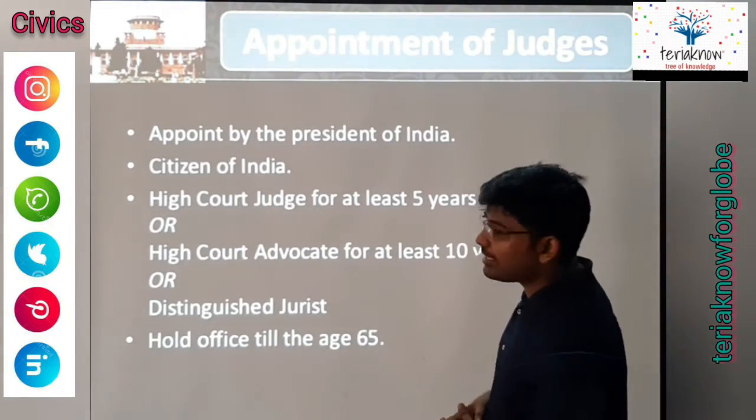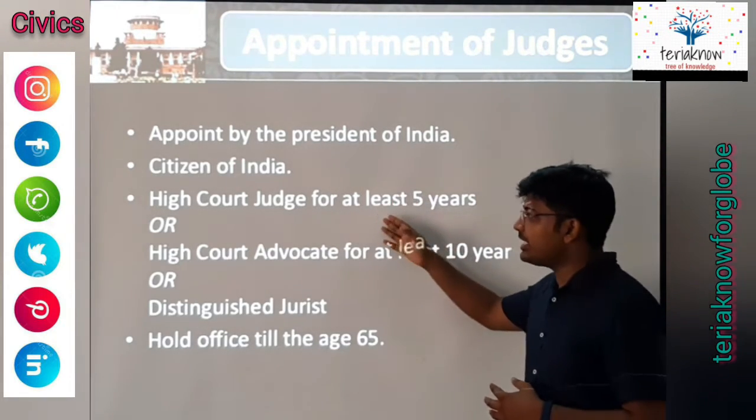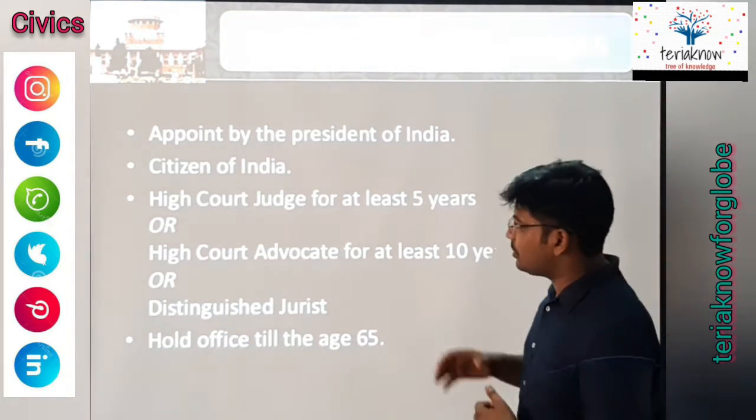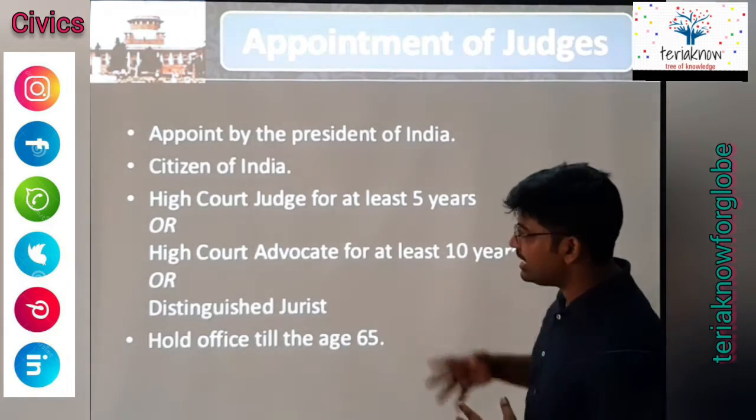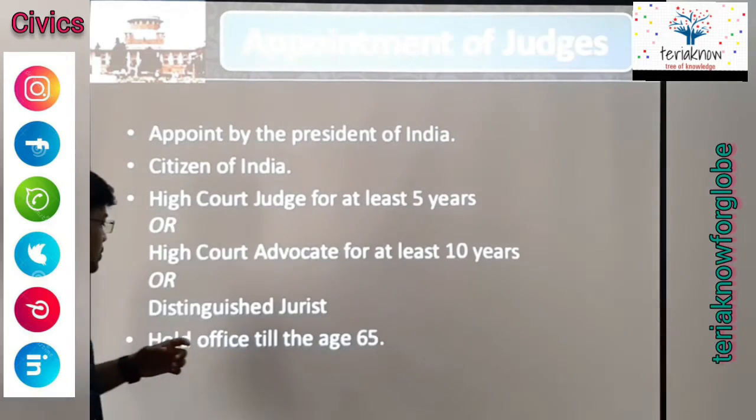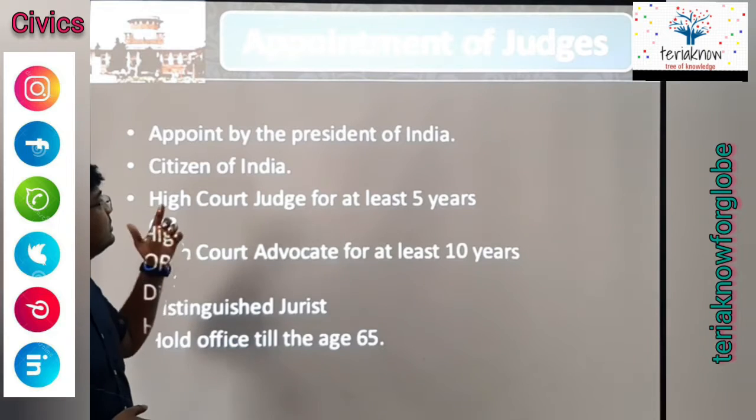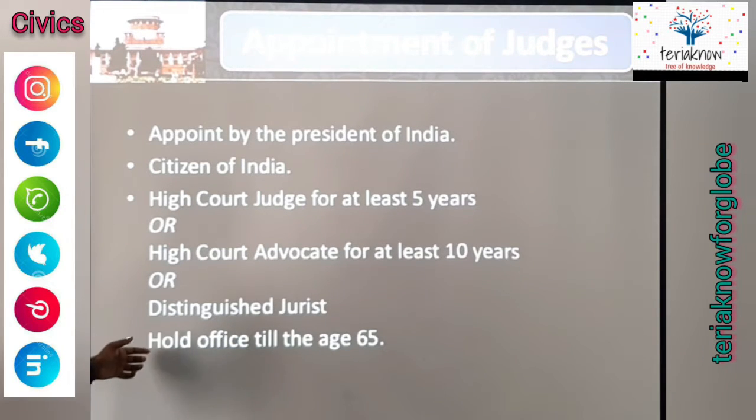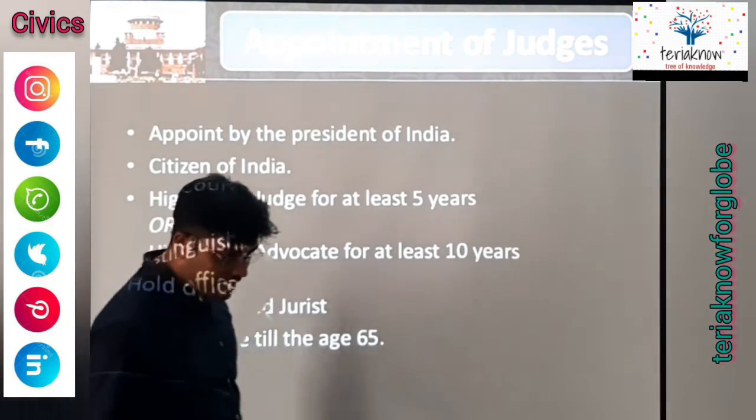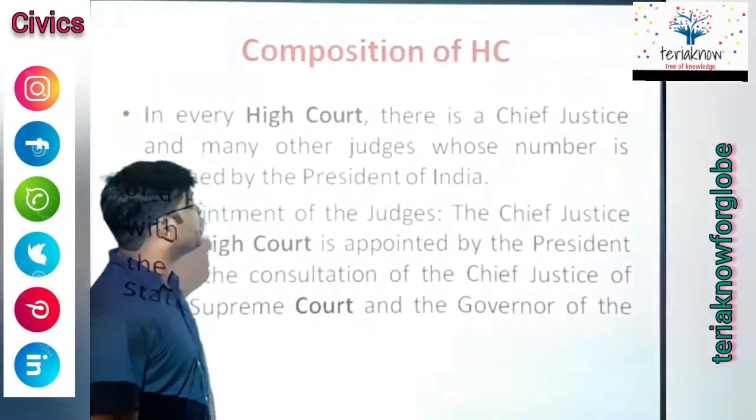Appointment of judges is there. What are the appointments of judges? मैंने बोला था citizen of India होना चाहिए. Okay, high court judges at least 5 years, कम से कम हाई कोर्ट में 5 साल का जज होना चाहिए. High court advocate for at least 10 years. If someone is an advocate in high court with 10 years of experience, they can also become judges in the Supreme Court. Distinguished jurist, okay, hold office till the age of 65. The age and the tenure of the Supreme Court judges is 65 years of age.